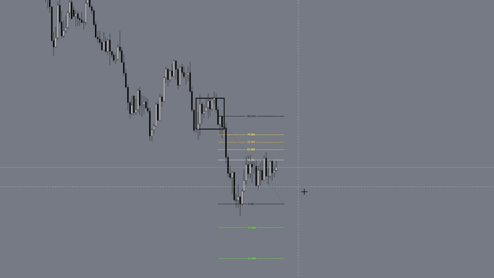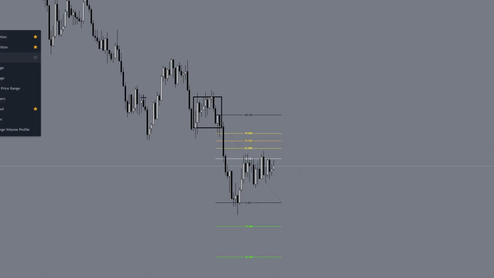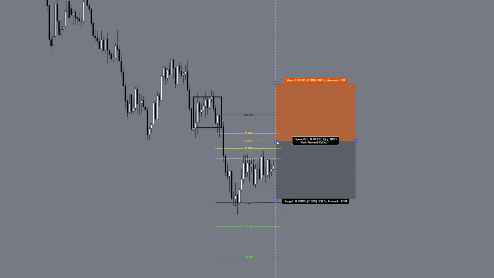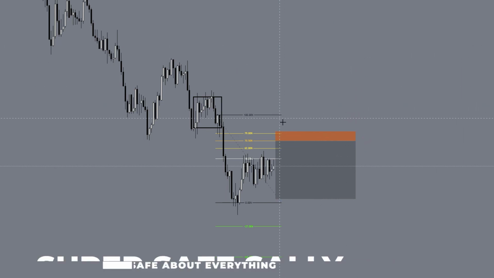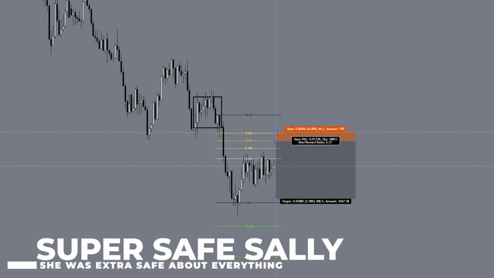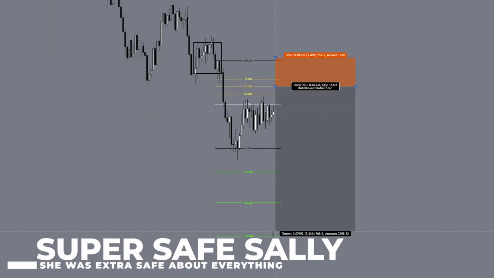So let's just say we set a pending order here. You can run your stop above the 100% mark measurement, or maybe above the 88%, or maybe just behind the 79. It really depends on your framework of trading and how you look at the chart, how you analyze, because everyone's going to be different. Let's do it the super safe Sally way, and we'll put it right there.